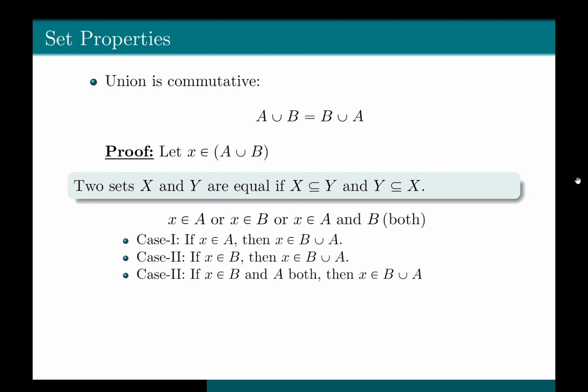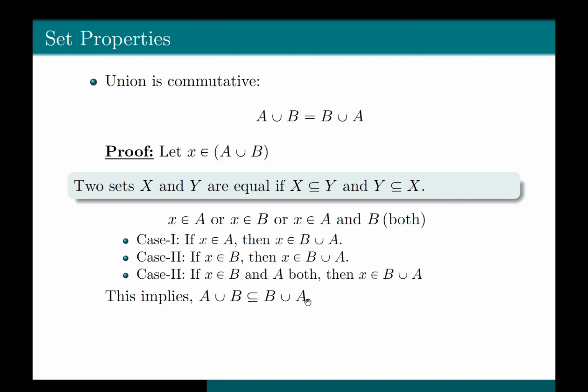Perfect. So now what have we proved? We started with the element x in A union B, and we have proved that this x belongs to B union A. So what have we proved? We have proved that A union B is a subset of B union A. Perfect. And now we have to prove the other way around, which is that B union A is a subset of A union B. Okay, the proof is very much similar to what we have done here.